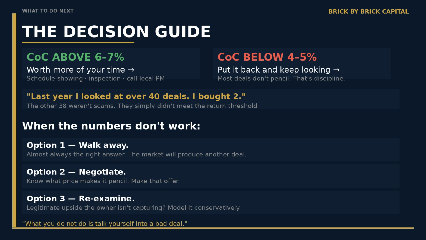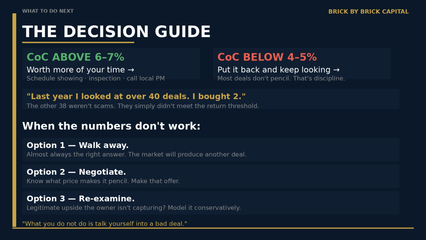Here's the part nobody makes a video about. Most deals don't pencil, and that's fine. Last year I looked at over 40 deals. I bought 2. The other 38 were not bad properties. They were not scams. They were perfectly reasonable assets at market prices that simply didn't meet my return threshold.